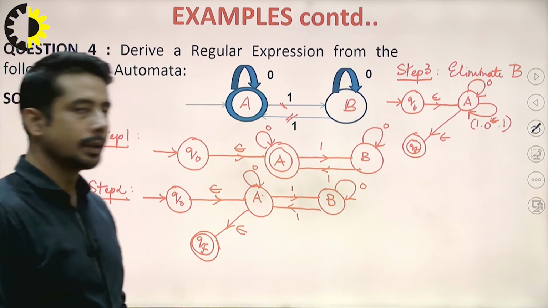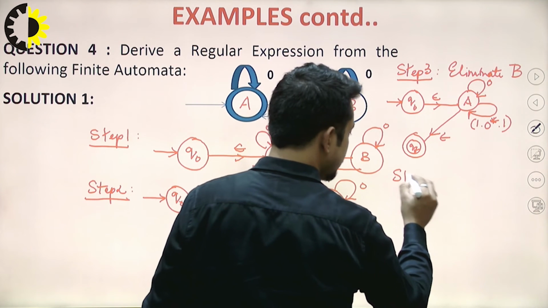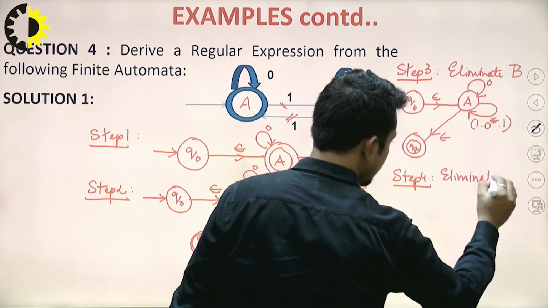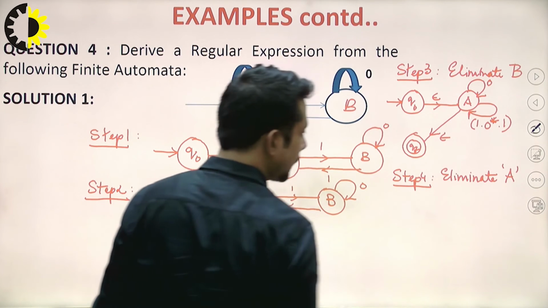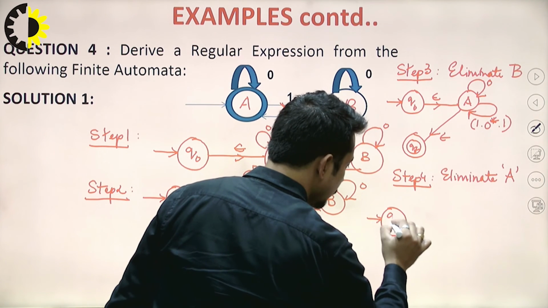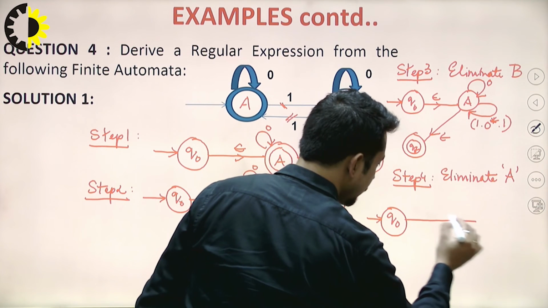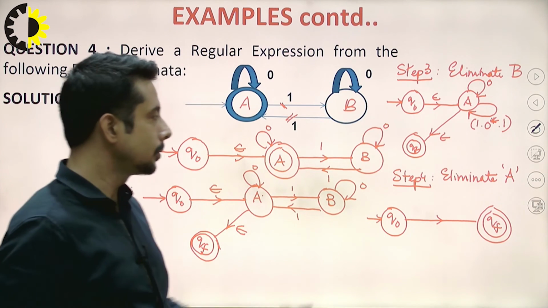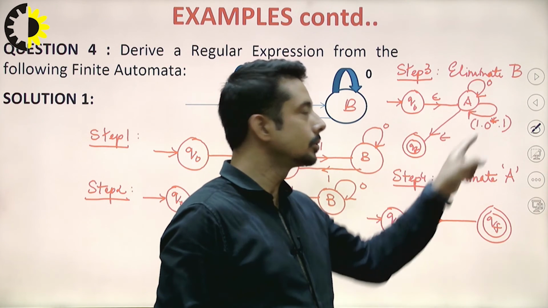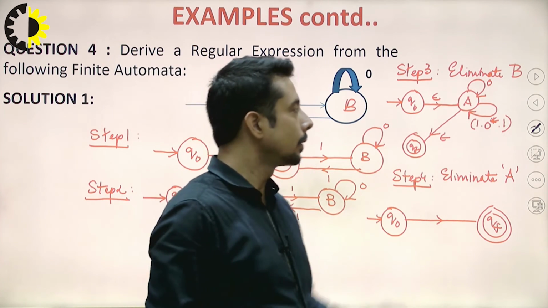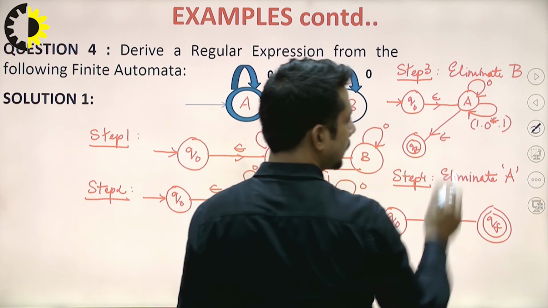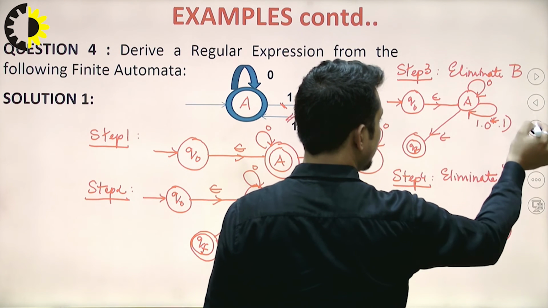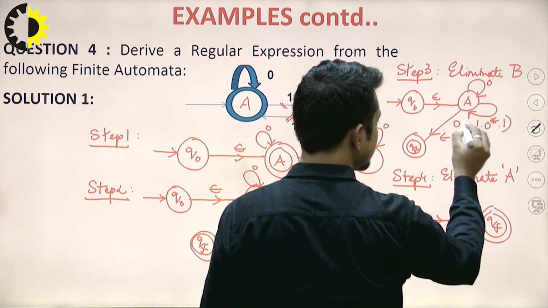I have eliminated B. Now what do I have to do in step number 4? In step number 4, I have to eliminate state A. So if I eliminate state A, the transition will look like this, Q naught, and directly it will go to QF. Before that, I need to combine these two into 1. So if I combine these two into 1, what will it be? 0 plus, correct? So if I simply write it here as 0 plus, correct?